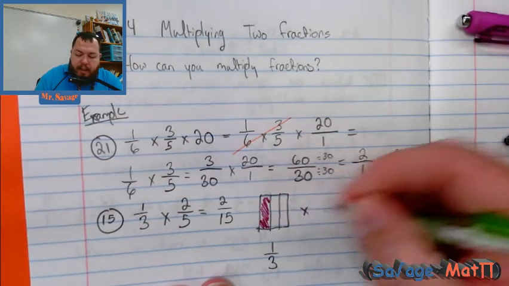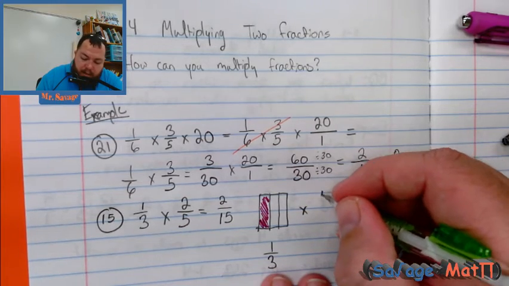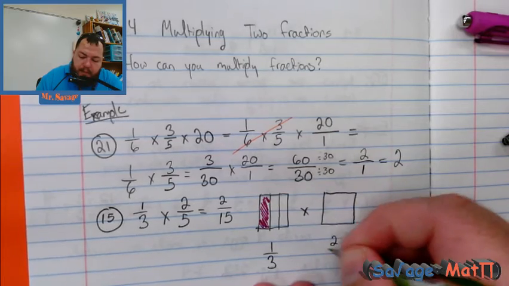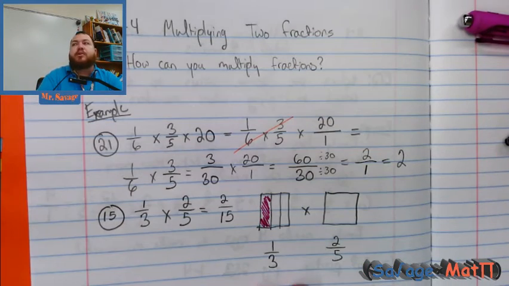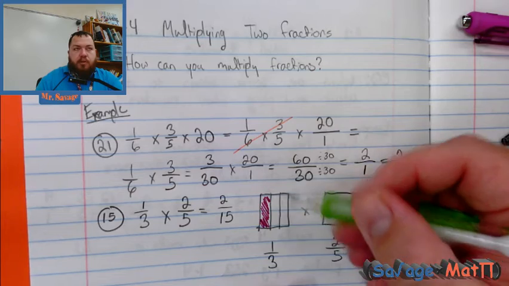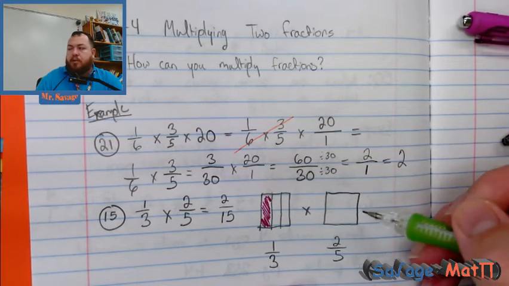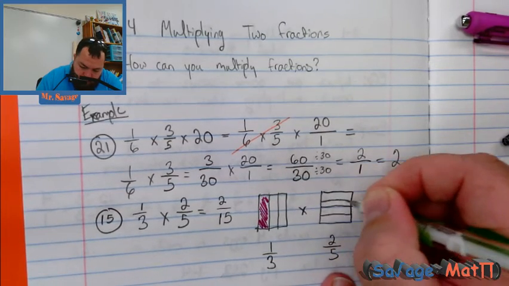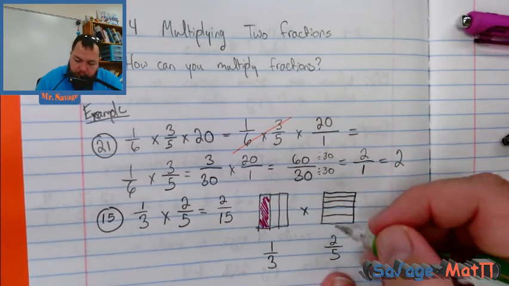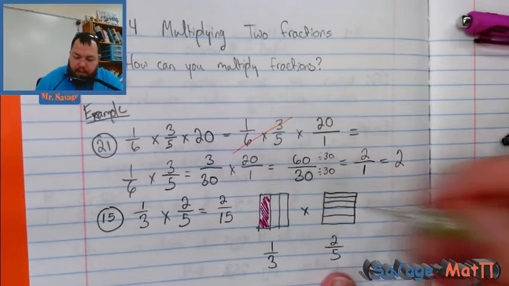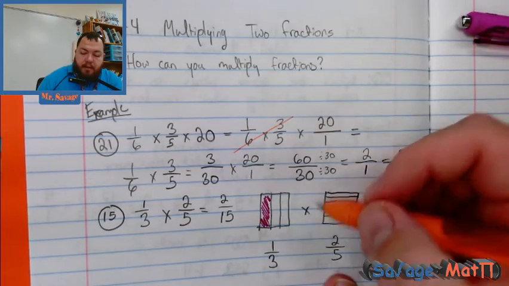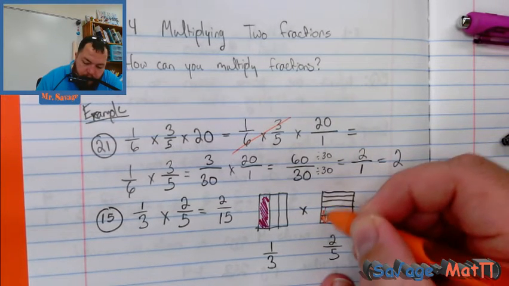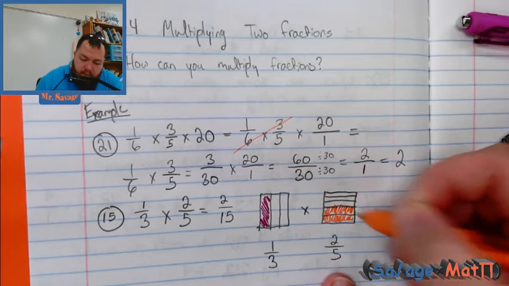And then I'm going to multiply that by 2/5. And I'm going to draw the same brownie pan. But this time, I'm going to divide it into fifths going the other way. So if this was horizontal, we're going to divide this vertically. So I'm going to do 1, 2. It's not perfect either. 1, 2, 3, 4, 5. I could have done that better. But, and I'm going to color in 2/5.